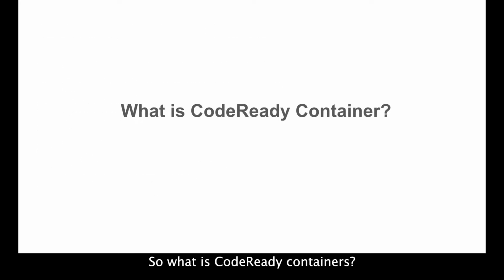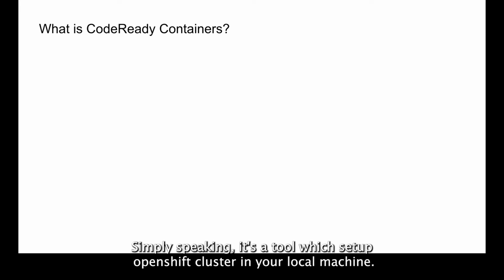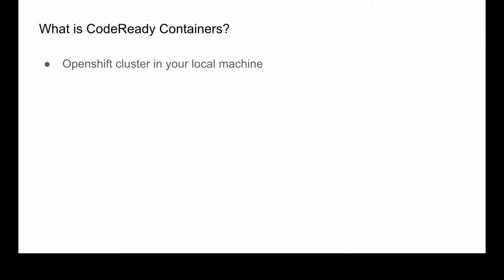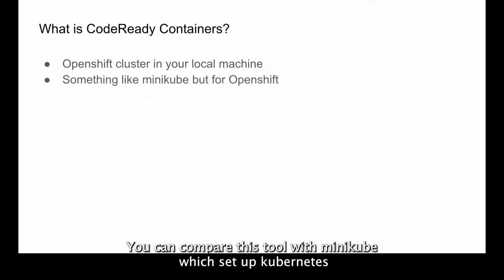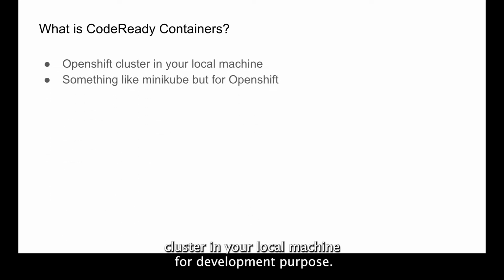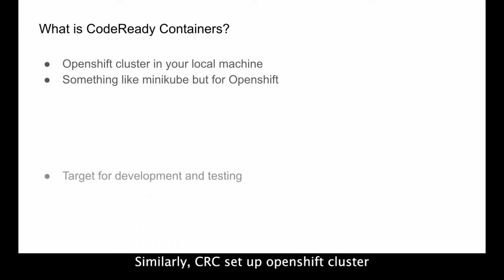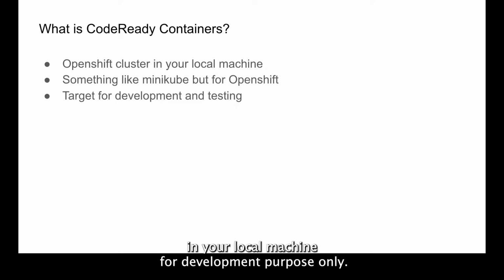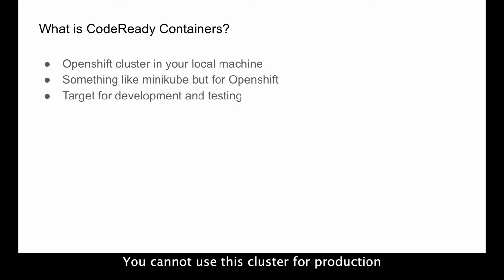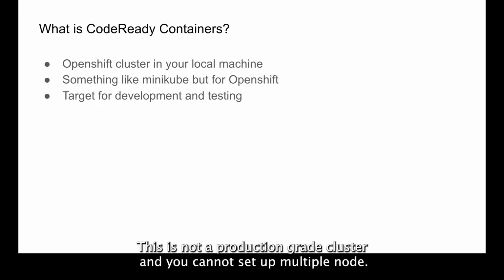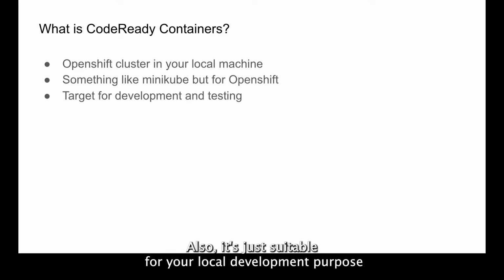So what is CodeReady Containers? Simply speaking, it's a tool which sets up an OpenShift cluster on your local machine. You can compare this tool with Minikube, which sets up a Kubernetes cluster on your local machine for development purposes. Similarly, CRC sets up an OpenShift cluster on your local machine for development purposes only. You cannot use this cluster for production. This is not a production-grade cluster, and you cannot set up multiple nodes also. It's just suitable for your local development and testing purposes only.